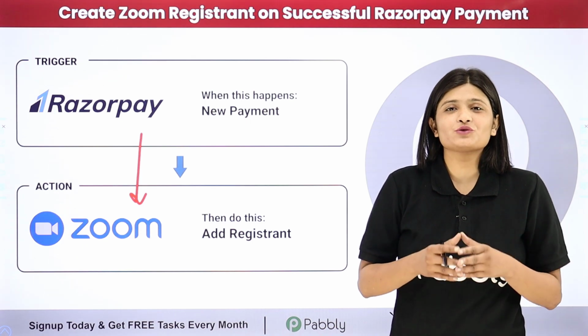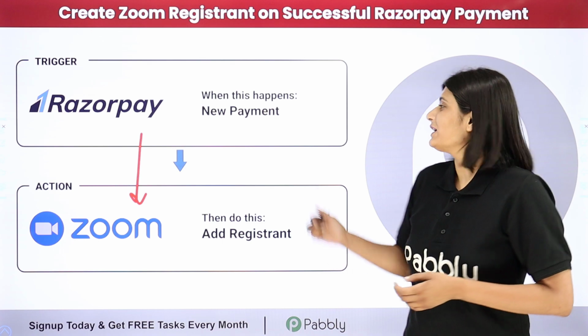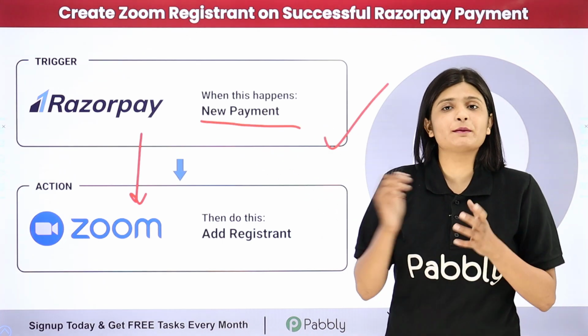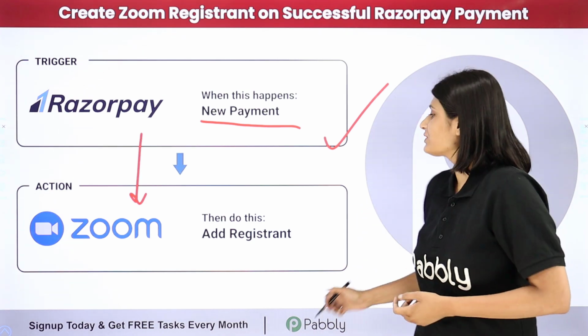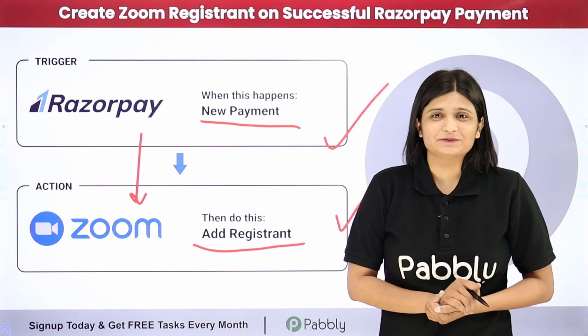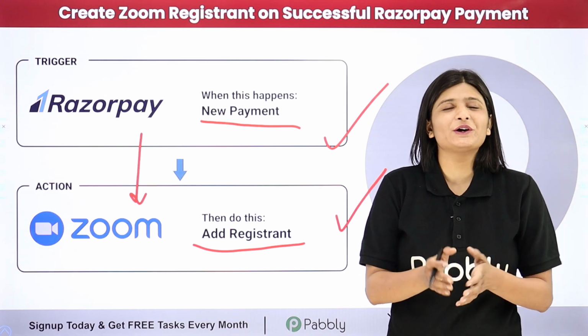Pabbly Connect runs on two principles, which is trigger and action. Here, as my trigger application, I am going to take Razorpay, from where I will receive new payment, and this complete workflow here will get triggered. And then in my action application, I am going to take Zoom, where the registrant will be created automatically. If you want to learn this amazing automation step by step, then let me take you all to my screen.